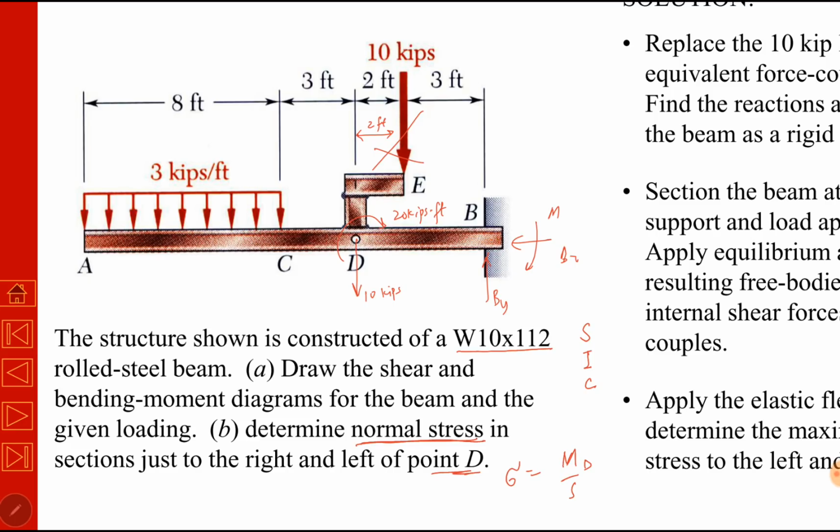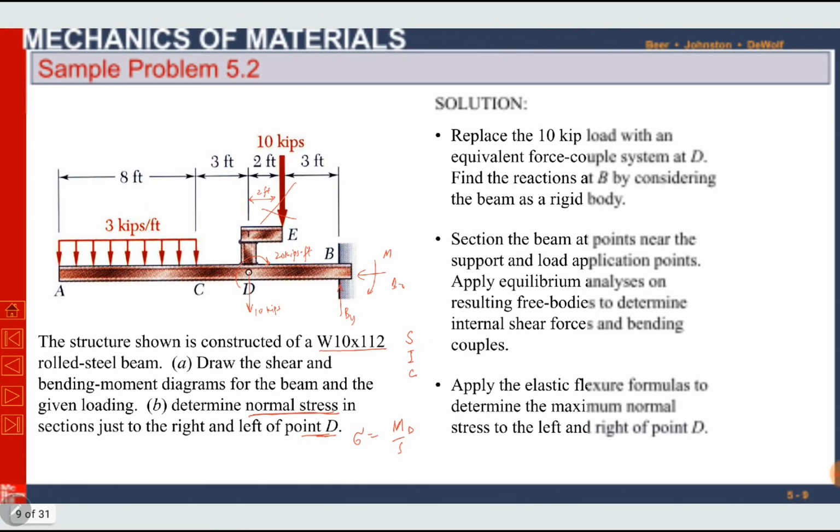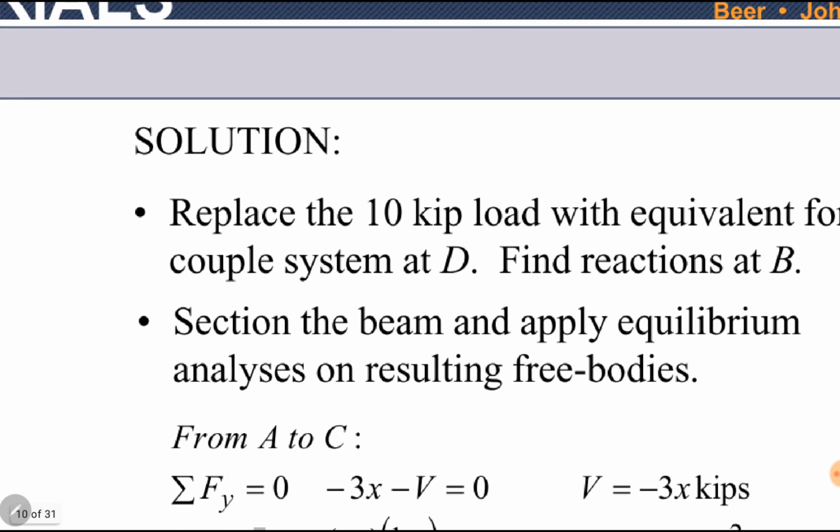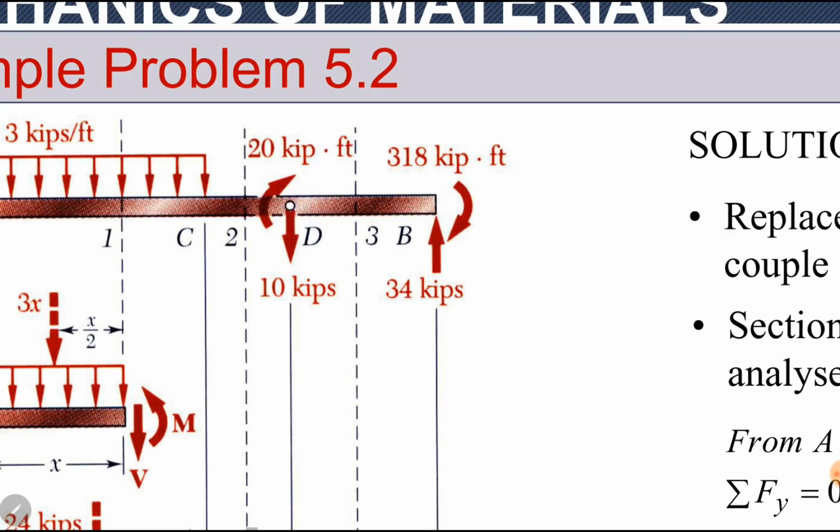Okay, first we will find the unknown reaction forces at point B. You can find it by yourself using equations of equilibrium, and it is very easy. Simply, we have two unknown forces. Using equations of equilibrium, you can find them. Those are 34 kilopounds and 318 kilopound feet. This is your assignment. You can do it by yourself. If you understand engineering statics, you can apply equations of equilibrium to calculate the unknown reaction forces here.